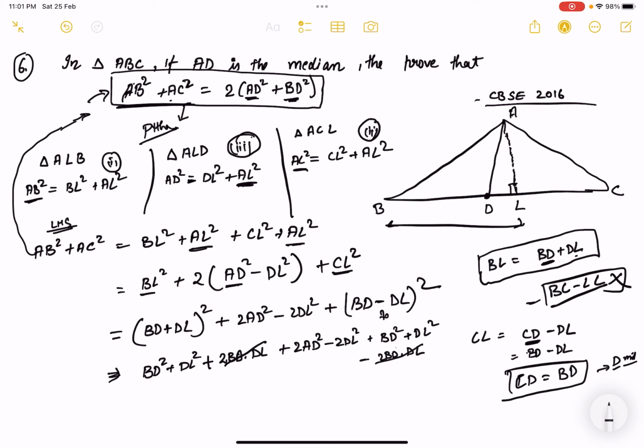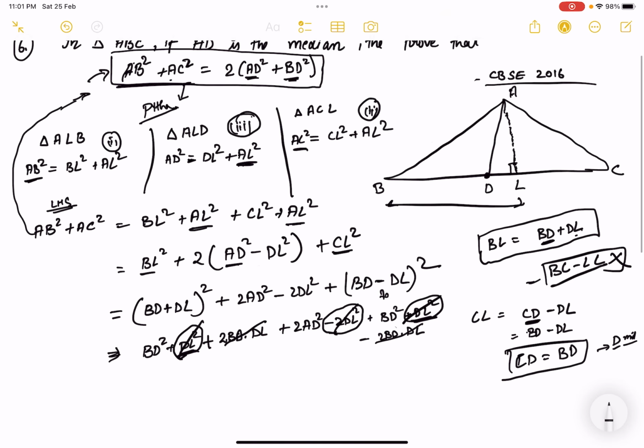And what else will be cancelled? This, we have DL square, DL square. Okay, we have 2DL square and we have 1 minus DL square, 2 minus DL square. So this and this will get cancelled.